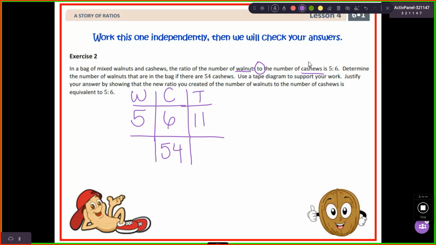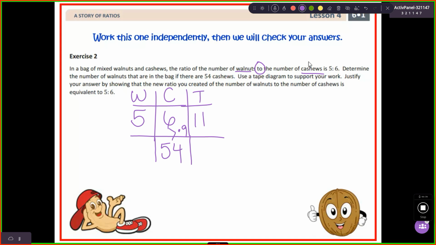What is my next step? Don't tell me the answers for the boxes. What is my next step to do? Multiply all the others by. I agree. But why do I have to multiply? I go from little to big. And when you go from little to big, you multiply. So they multiplied by 9. That is my constant number.